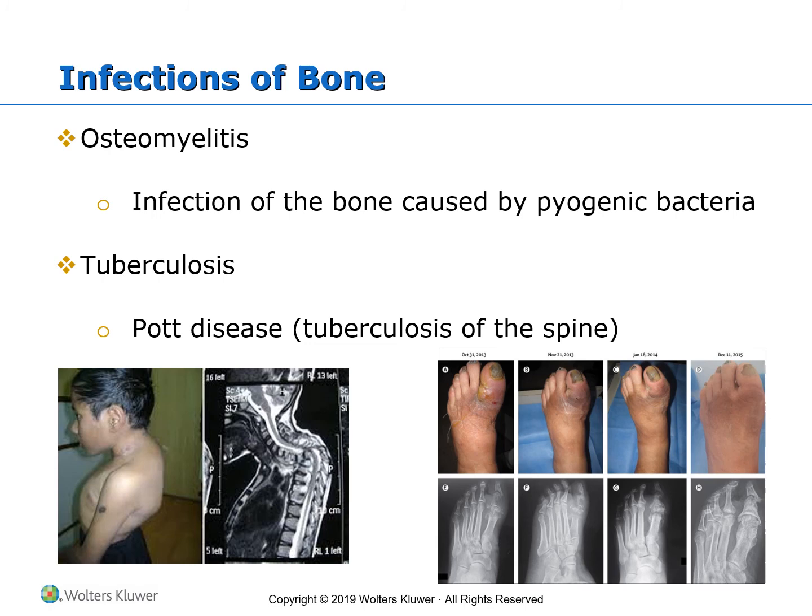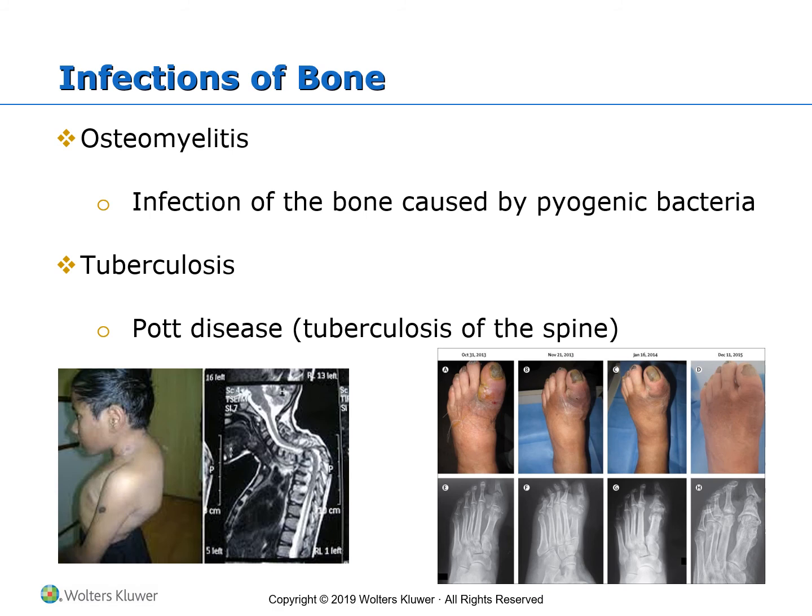Every tissue that repairs itself has a certain component of scar. Even bones will show that, and will not be the same as before. Tuberculosis is another type of infection of the bone.